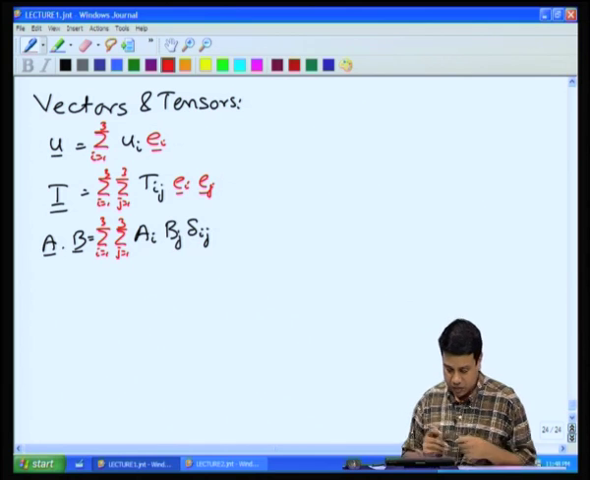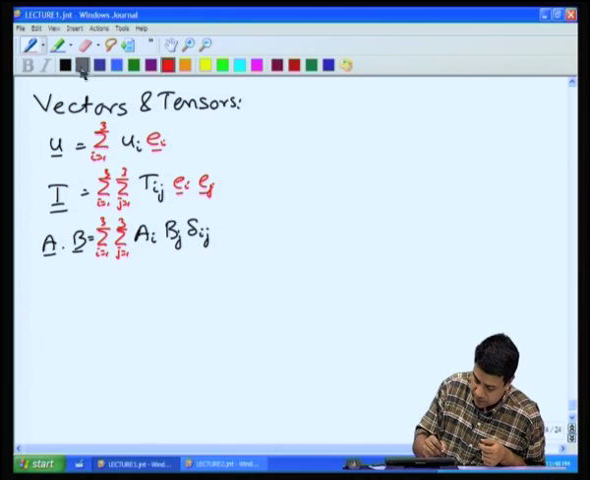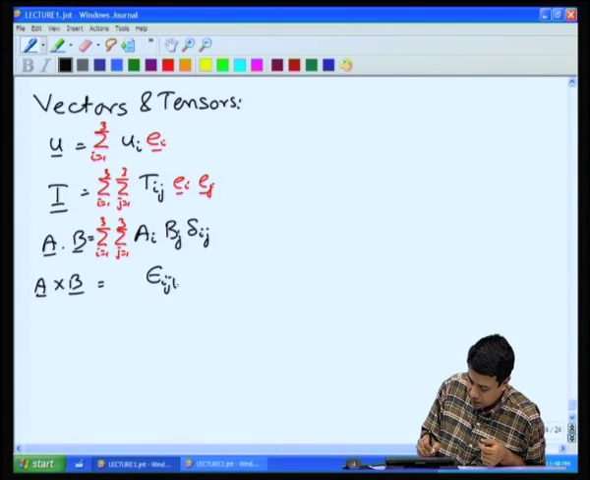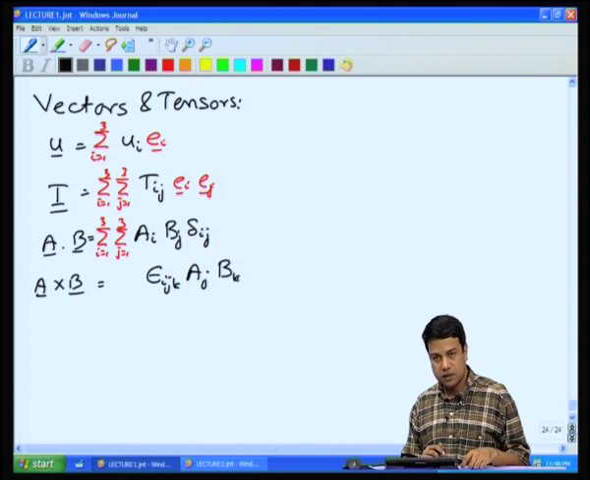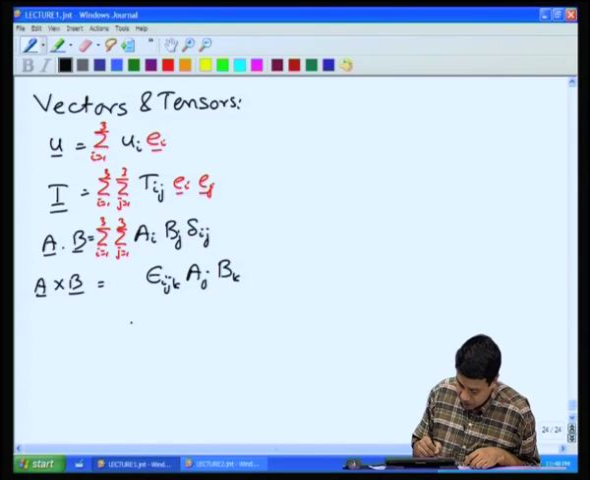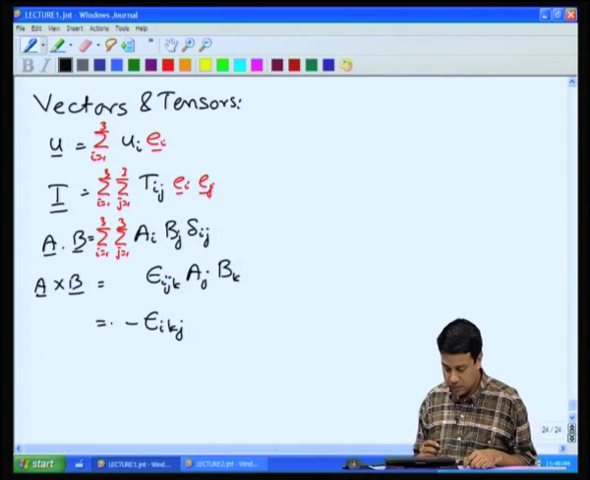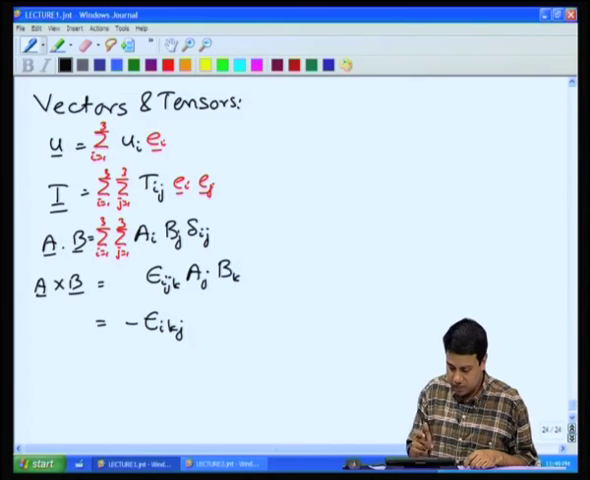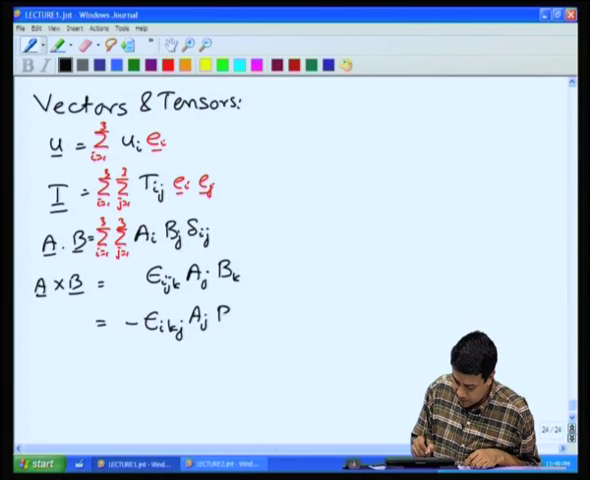The cross product is written as epsilon ijk aj bk. Note that when I interchange any two indices, epsilon gets reversed in sign. So, when I interchange any two indices, I can write this as epsilon ikj. Because I interchange j and k, I get a minus sign.